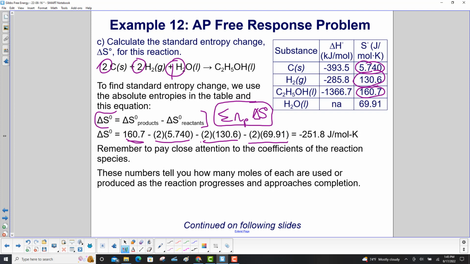Remember, pay close attention to the coefficients of the reaction species. These numbers, as we just showed you, tell you how many moles of each are used or produced as the reaction progresses and approaches completion.